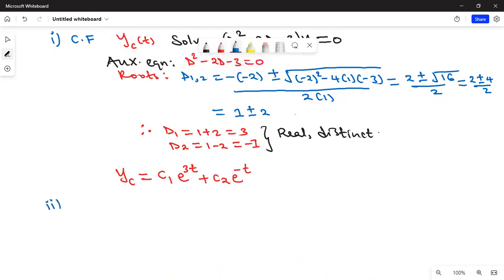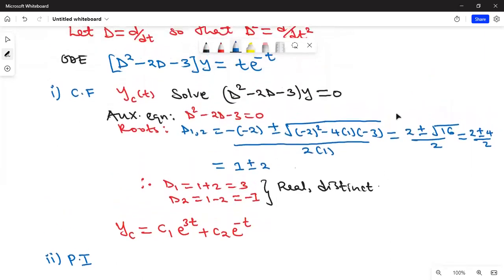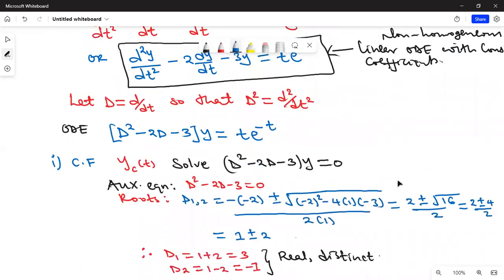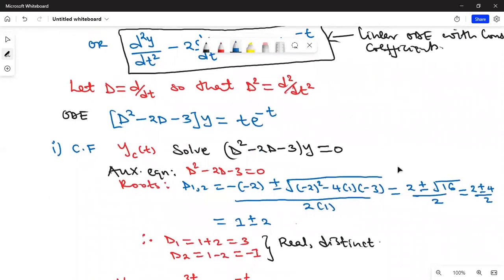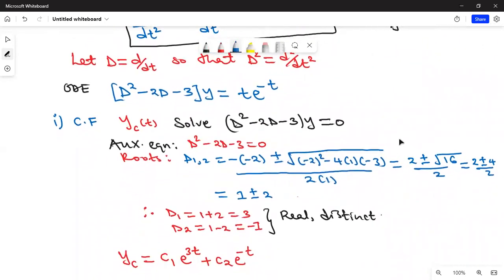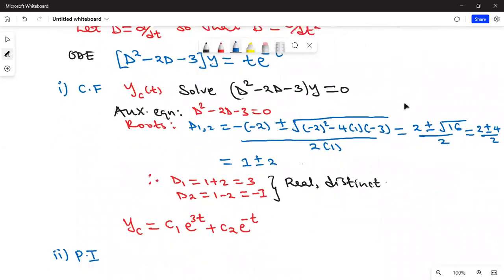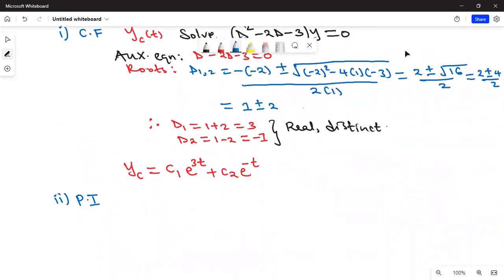Another solution is the particular integral, which I told you there are three methods of finding. I want us to use the inverse differential operators method. So I need to make y the subject and operate on the function on the right-hand side so that we get our particular integral.